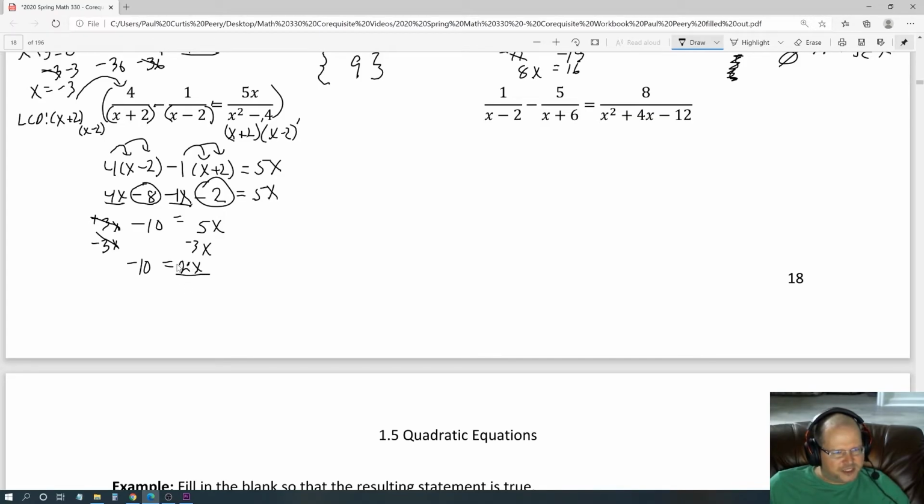Next, I want to undo the multiplication of x by 2 by dividing by 2. Whatever I do to one side, I do to the other. Those two cancel out. And that negative 10 divided by 2 is negative 5. And because the 2's cancel out, it leaves me the x, and that's my answer.